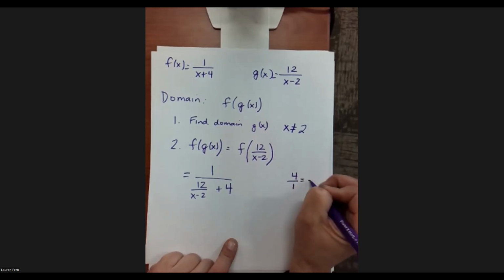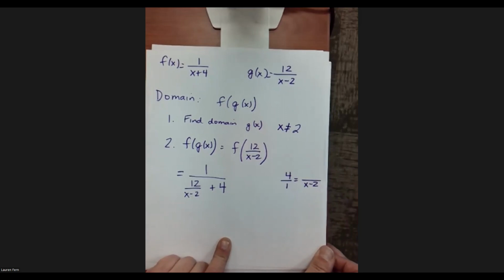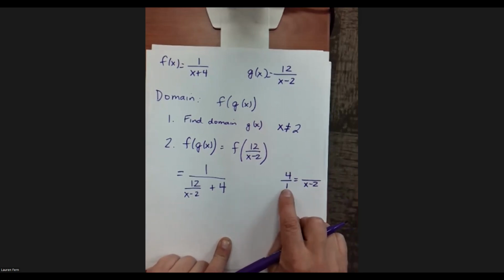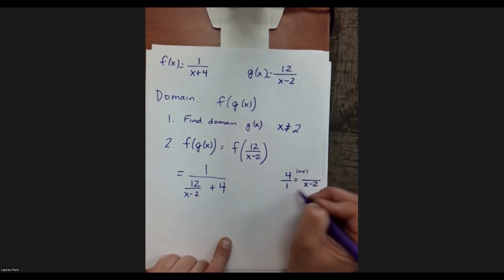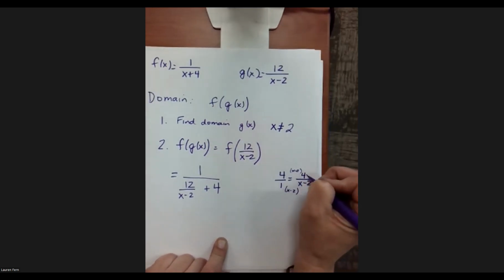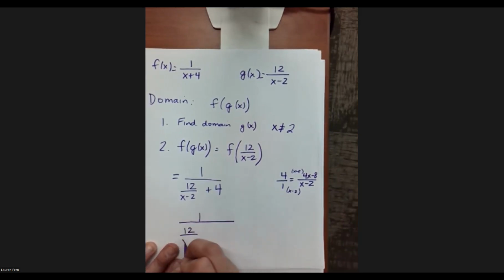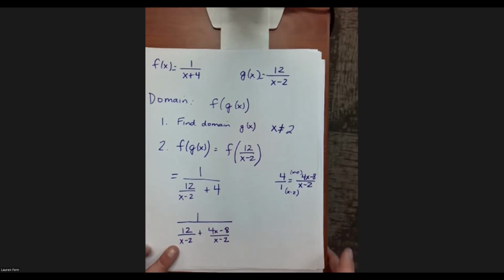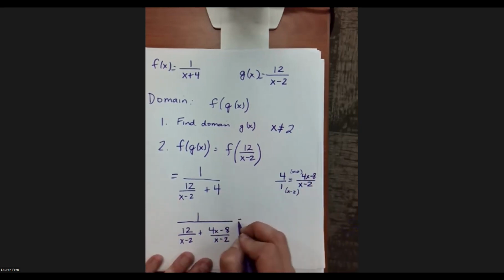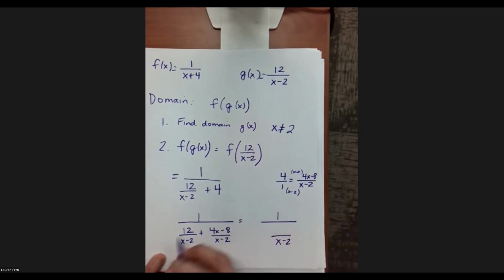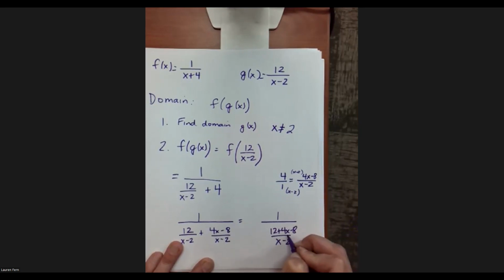So don't we have to write 4/1 with the denominator of x minus 2? So if I multiply my denominator by x minus 2, I better multiply my numerator by x minus 2. And would you grant me we get 4x minus 8? So do you see how I rewrote my fractions then? I just rewrote my 4 equivalently with that common denominator. Found my common denominator. Well, now that I have a common denominator, don't I have 12 plus 4x minus 8?